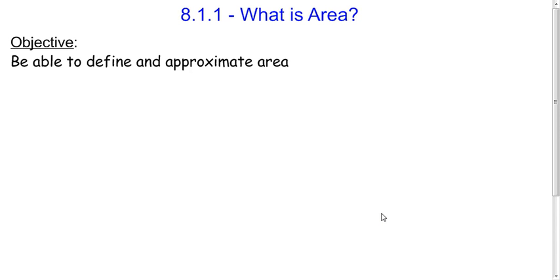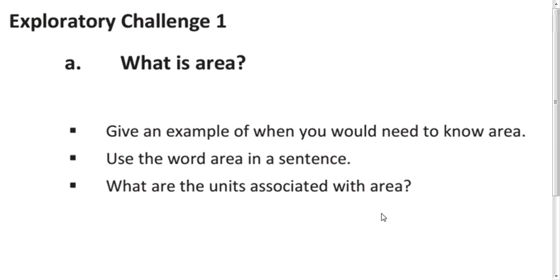Hello class, today we are going to learn about area. So first, I'd like you to try to answer this question: What is area? You can put that in your own words, and here are a few bullet points to help guide your answer. So pause the video, and we'll go on together. We're going to come back to this question shortly.